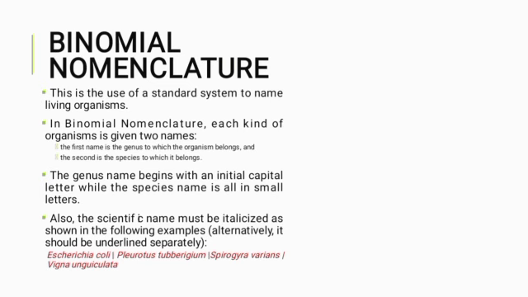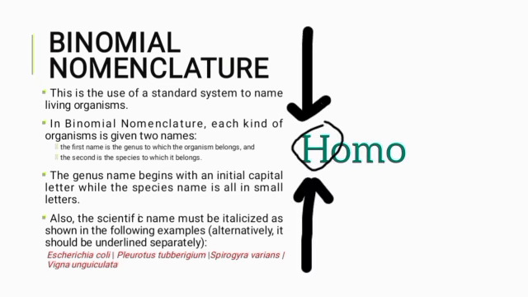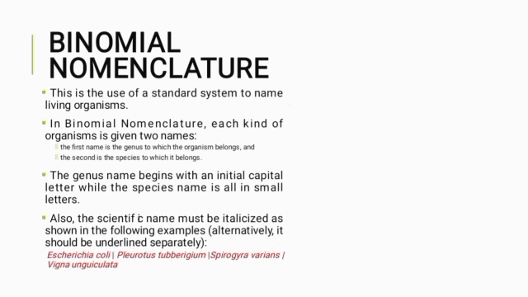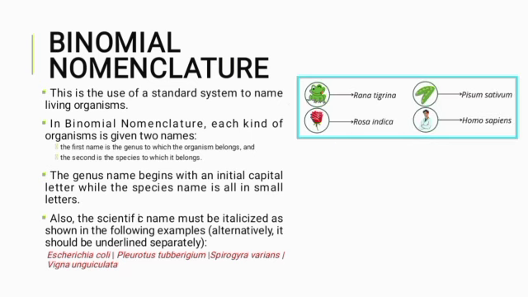What you want to always remember is that when you are writing the binomial nomenclature for a particular organism, you have to underline it if you are writing. But if you are typing it, it must be in italics. That means it must be italicized. Then the name of the genus must start with a capital letter, and the name of the species will all be small letters.